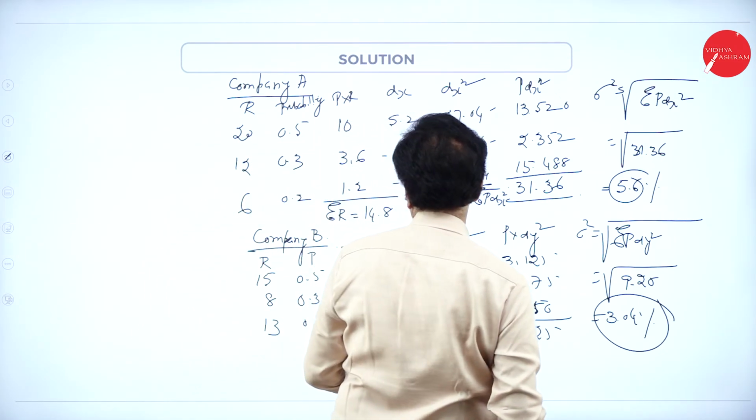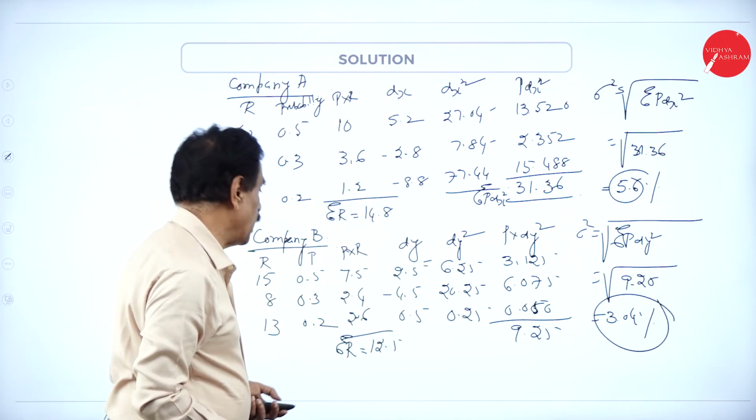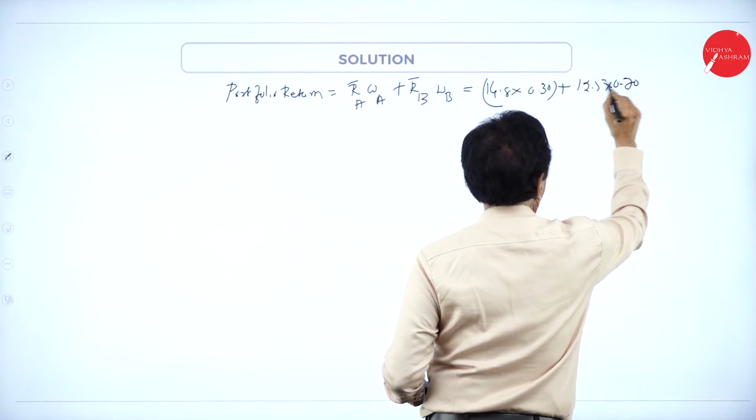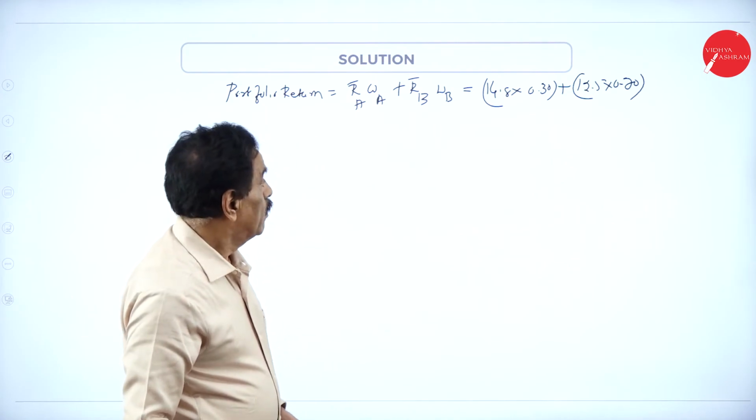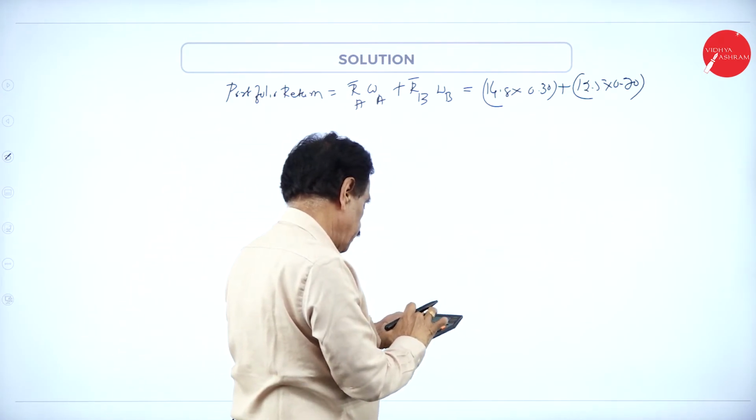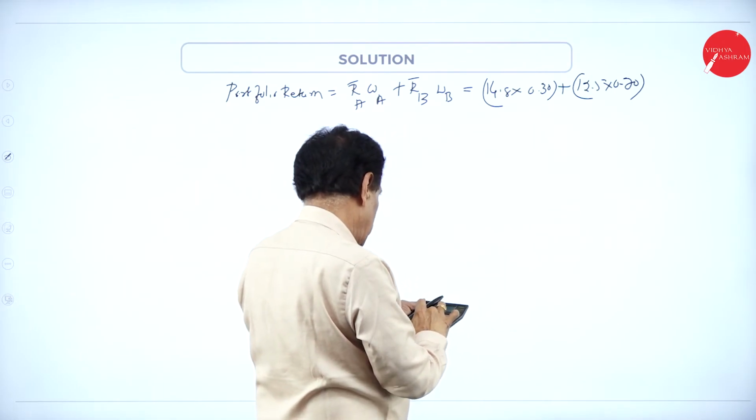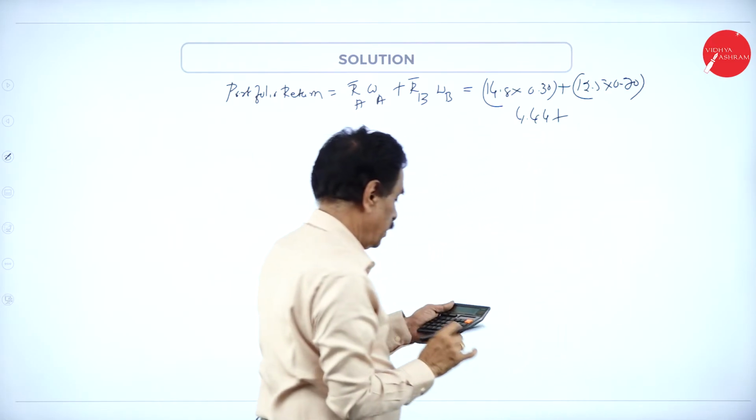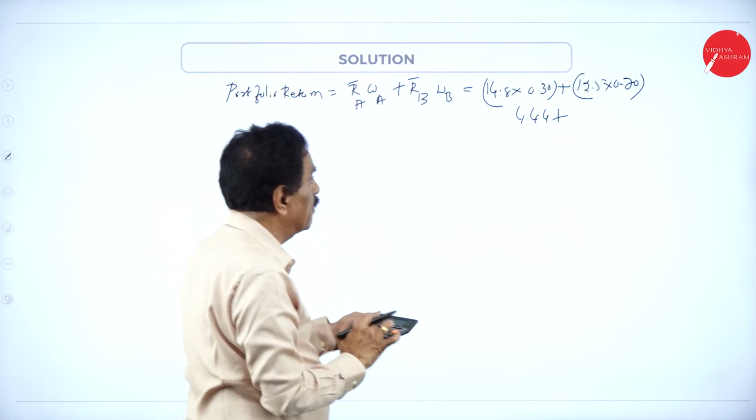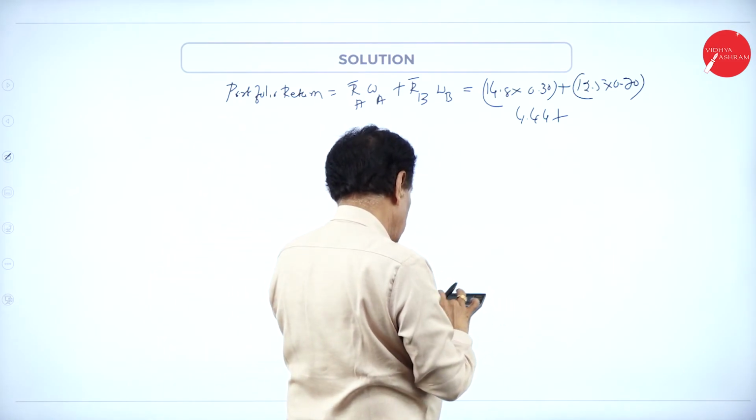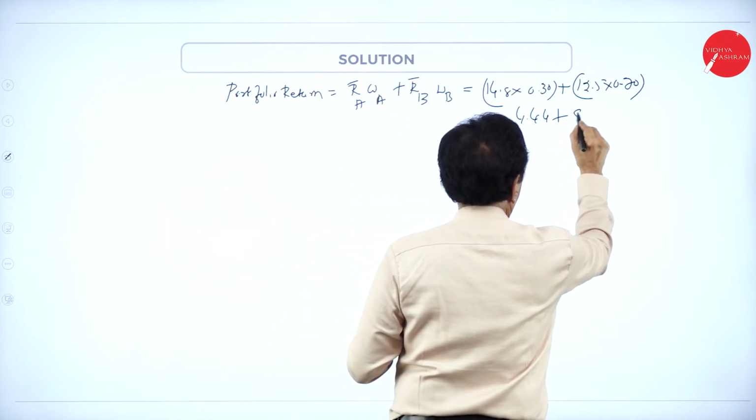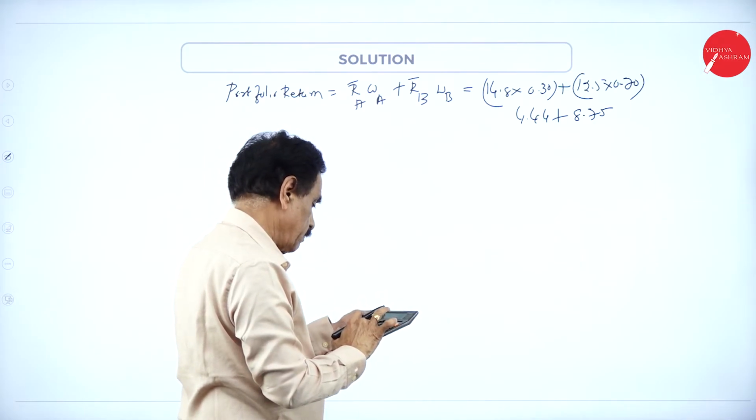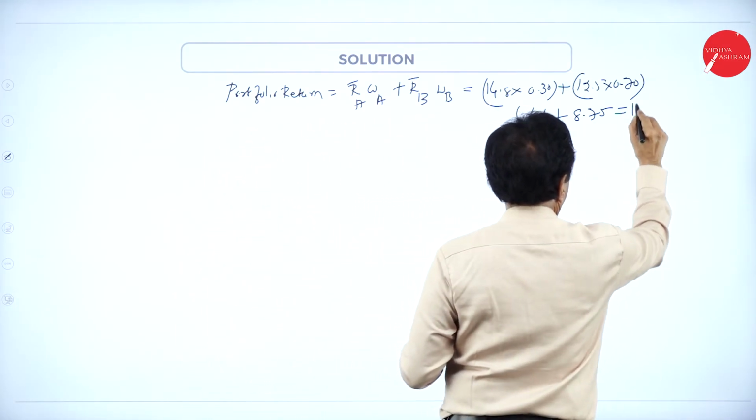Plus, second one, expected return for B, 12.5, into 0.70. Multiply 14.8 into 0.30 is 4.44, plus 12.5 into 0.70 is 8.75. 8.75 plus 4.44 is 13.19%.